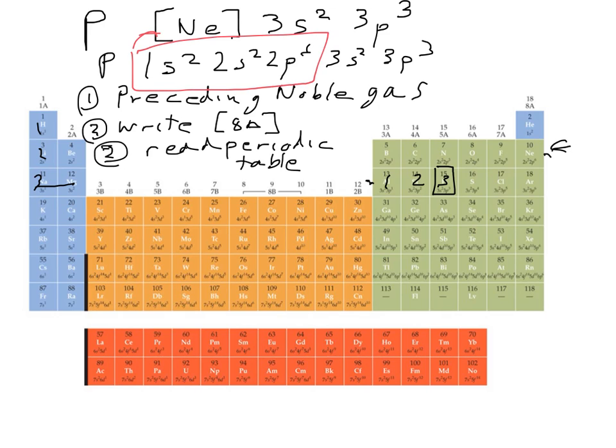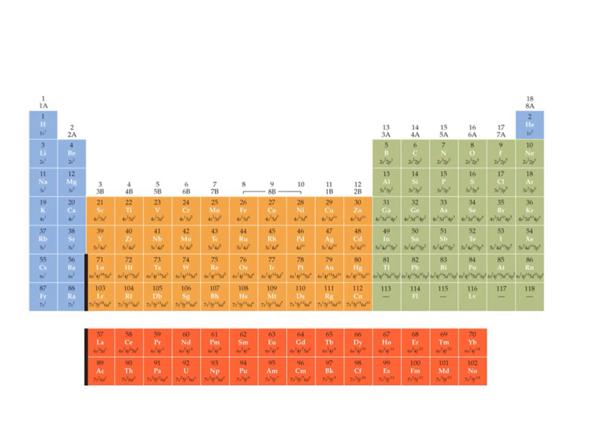Let's look at another example. Let's take a look this time at oxygen. I know we've done oxygen before, but we've not done it with a noble gas notation. And this is why, let's look at oxygen here.